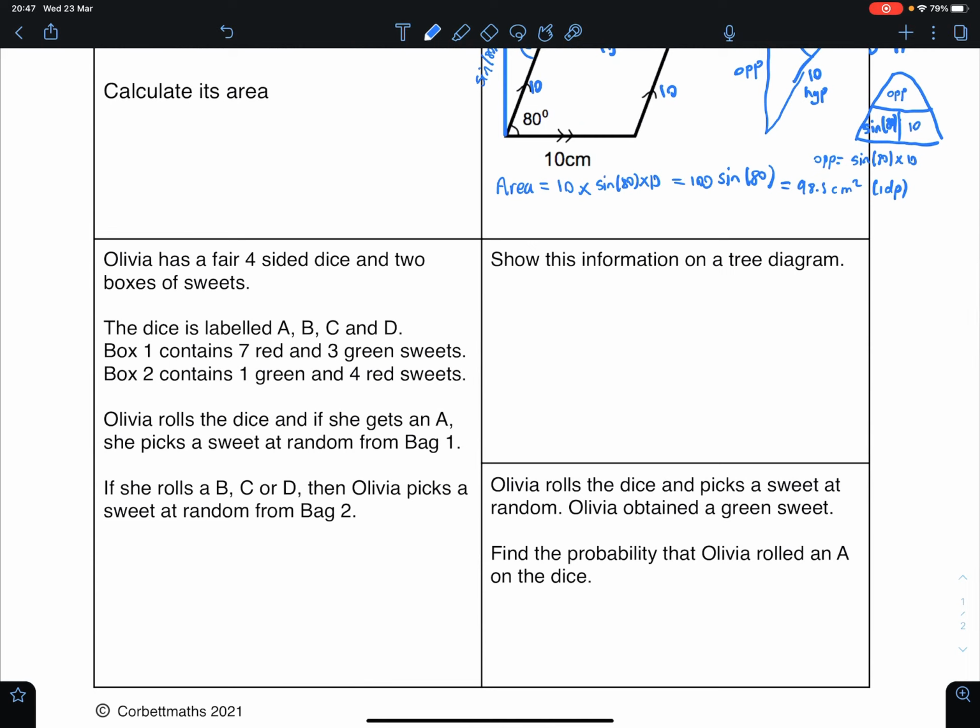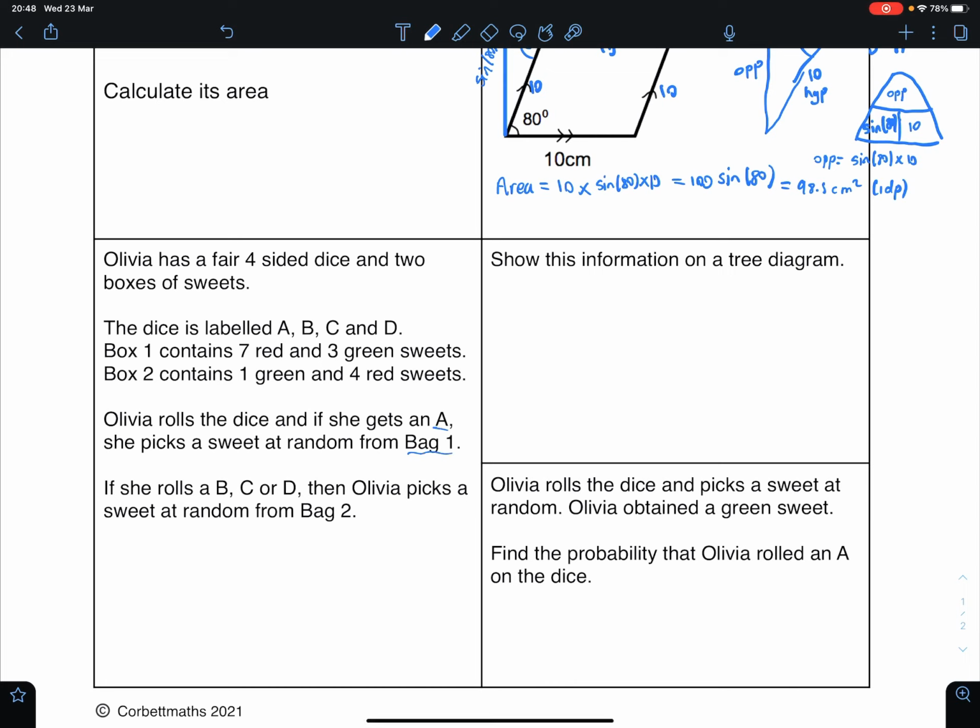Next, Olivia has a fair four-sided dice and 2 boxes of sweets. Really wanted to say die, as in the proper singular of dice, but there we go. The dice is labeled A, B, C, D. Box 1 contains 7 red and 3 green sweets. Box 2 contains 1 green and 4 red sweets. Olivia rolls the dice, and if she gets an A, she picks a sweet at random from bag 1.